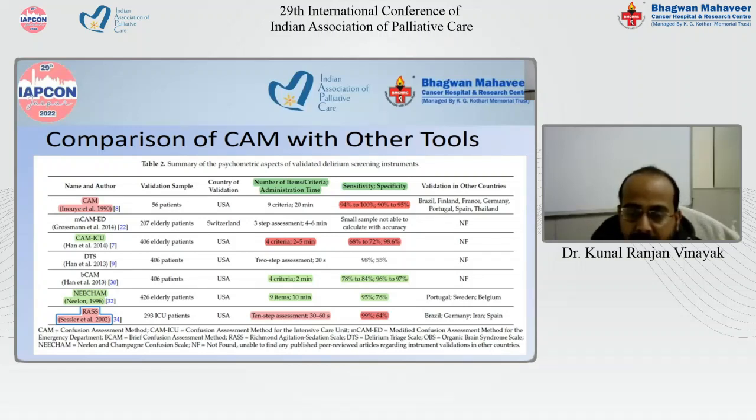Then DTS, the delirium triage scale, is a 2-step assessment that requires only 20 seconds. Its sensitivity is very high, that is 98%. Now, brief CAM has only 4 criteria and requires 2 minutes. Its sensitivity is 78 to 84%, but specificity is up to 97%. NICAM has 9 items and requires 10 minutes. Its sensitivity is 95% and its specificity is low. RASH has a 10-step assessment but requires only 30 to 60 seconds. Its sensitivity is very high, at 99%.